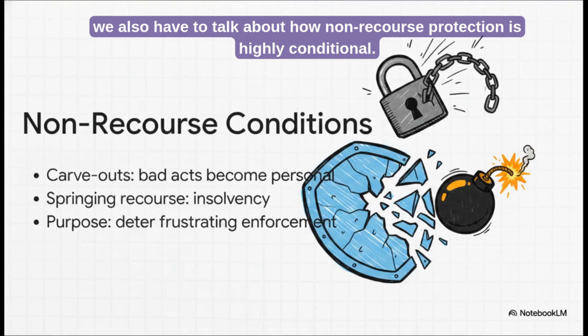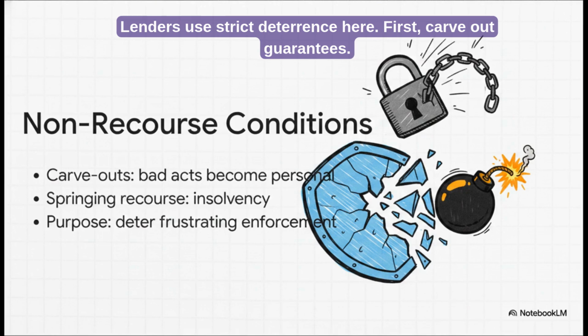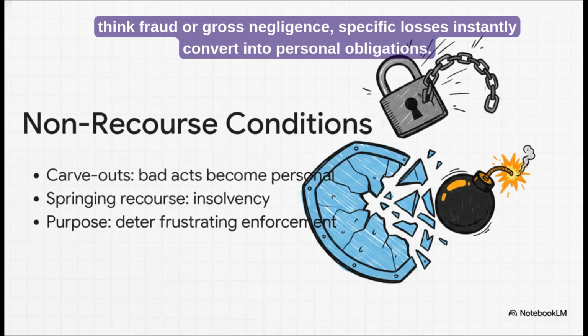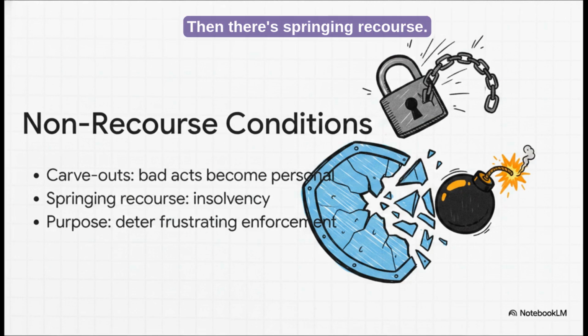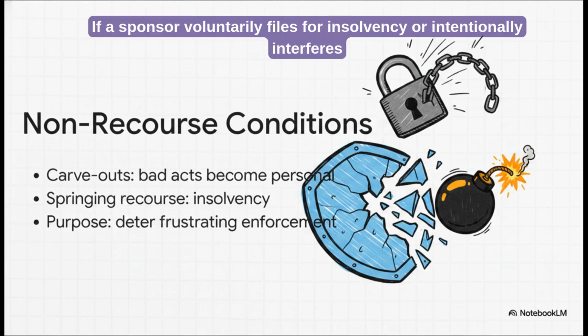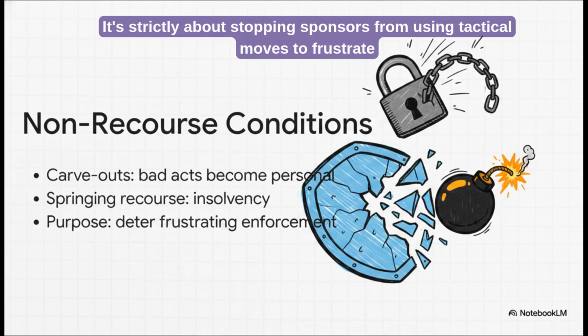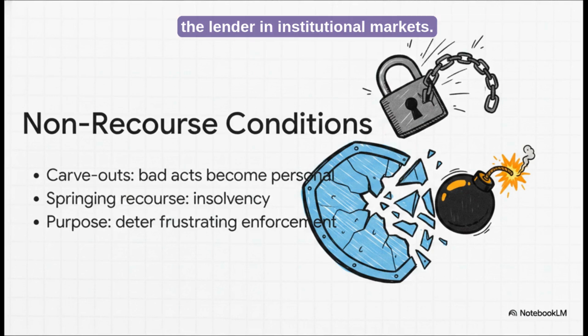Now, we also have to talk about how non-recourse protection is highly conditional. Lenders use strict deterrents here. First, carve-out guarantees. This means if a sponsor commits to defined bad acts, think fraud or gross negligence, specific losses instantly convert into personal obligations. Then there's springing recourse. If a sponsor voluntarily files for insolvency or intentionally interferes with a lender trying to enforce their rights, boom, the entire loan suddenly springs into full recourse. The primary purpose of all of this? Pure deterrence. It's strictly about stopping sponsors from using tactical moves to frustrate the lender in institutional markets.